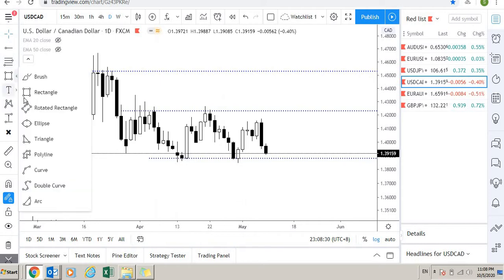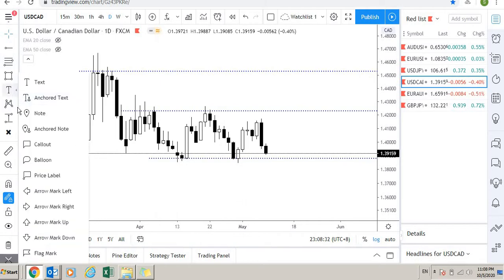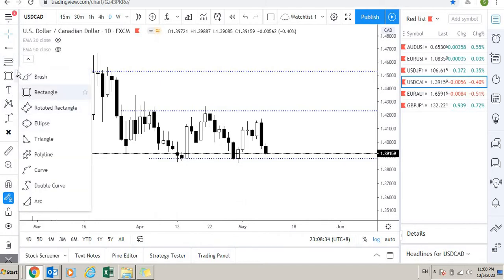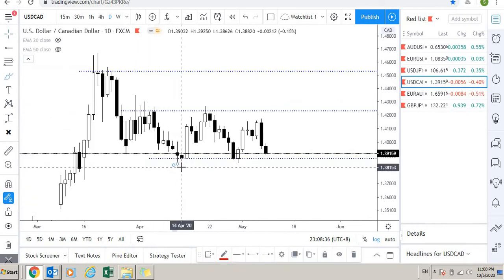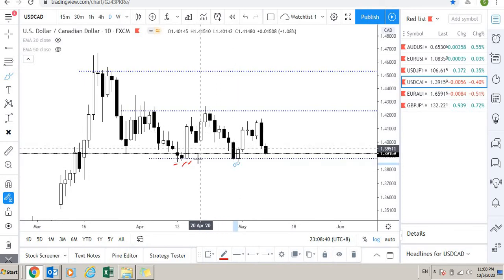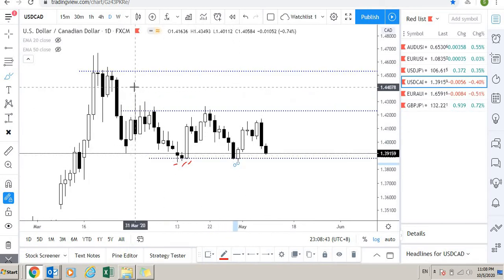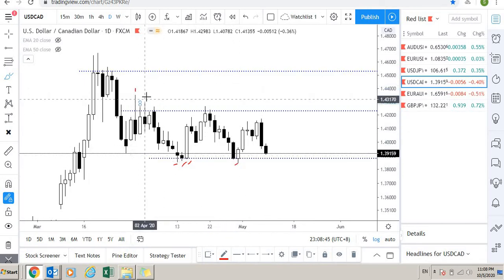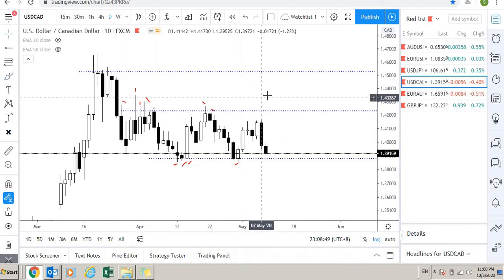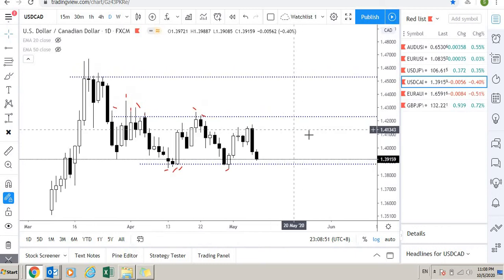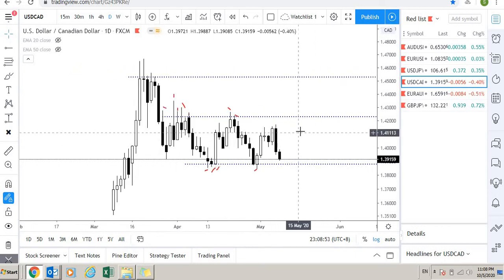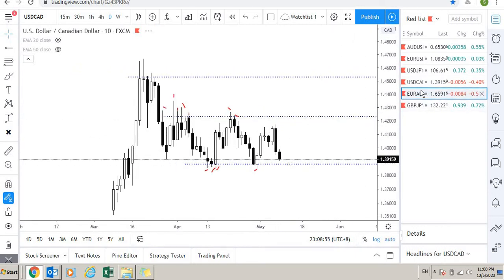For this level, I think it's quite obvious. We have multiple touches here, 1 2 3 4, on these supports, and on the resistance side we have 7 touches. So these are the 2 areas that we can look at for buy and sell. Then we move on to Euro AUD.